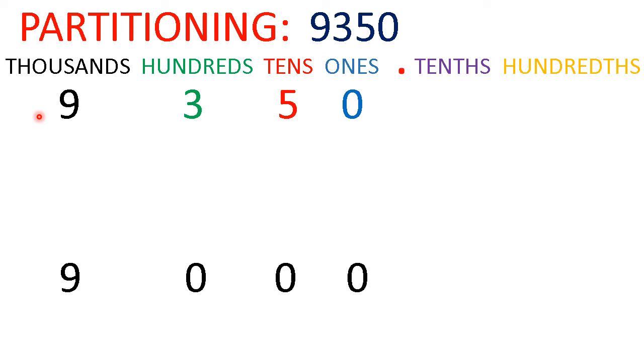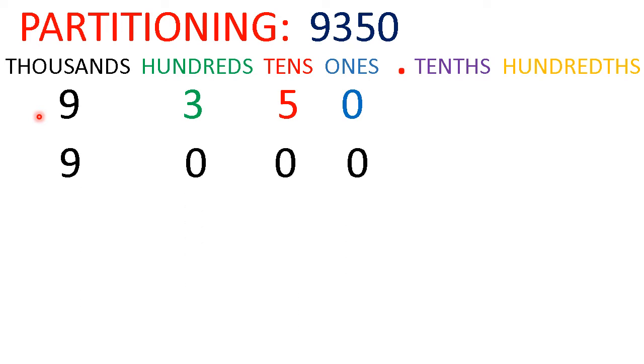9 has a value of 9,000, 3 has a value of 300, 5 has a value of 50. 9,000 plus 300 plus 50 equals 9,350.